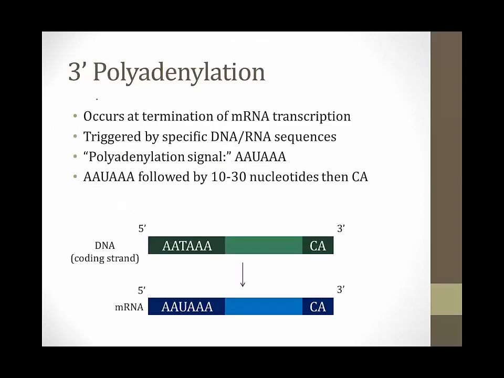The final modification that occurs in eukaryotic mRNA is called 3' polyadenylation. This modification occurs at the termination of mRNA transcription.